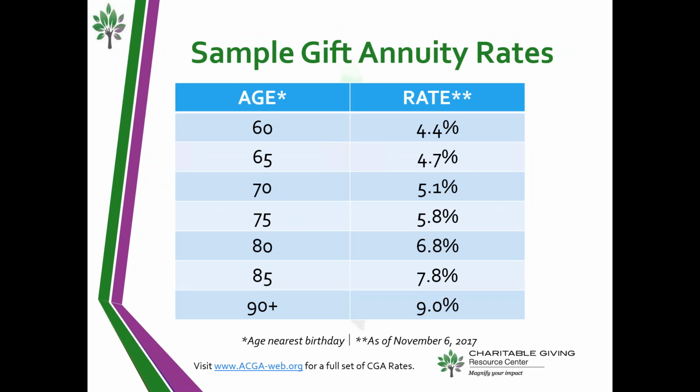A 65-year-old will receive a payout from their deposit of 4.7%. A 75-year-old, about 5.8%. And an 85-year-old, about 7.8%. And for those 90 plus, and there are more and more folks that are 90 plus, we had an inquiry the other day for two 92-year-olds. They get a 9% payout from their deposit. That really gets their attention.